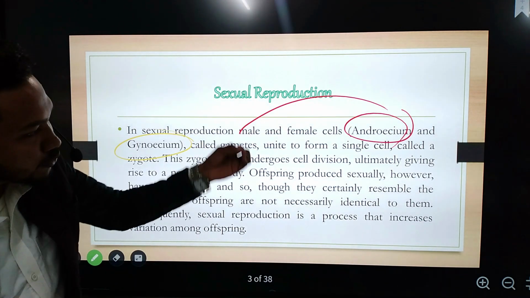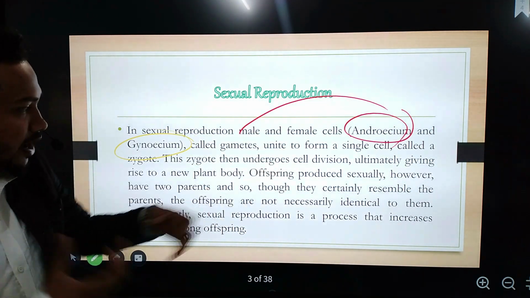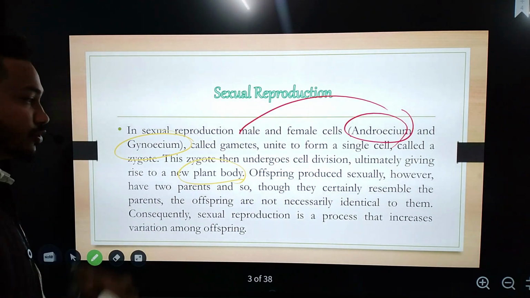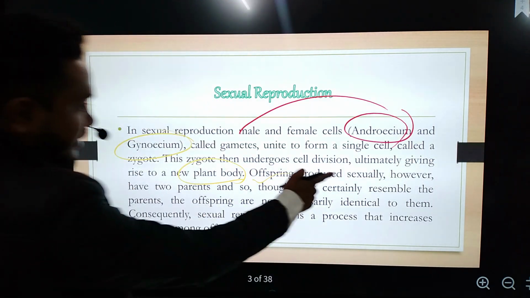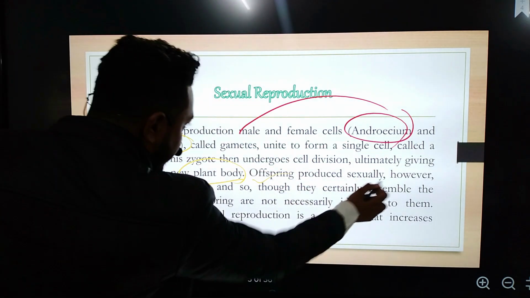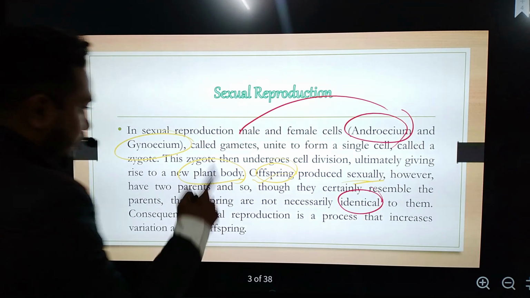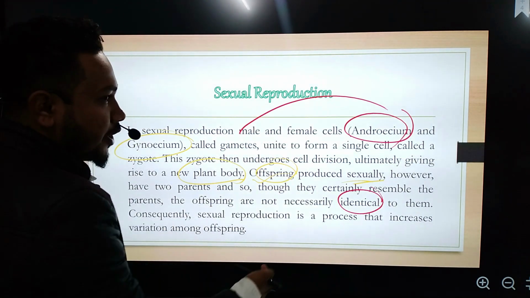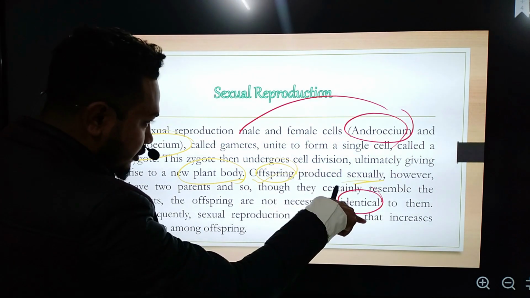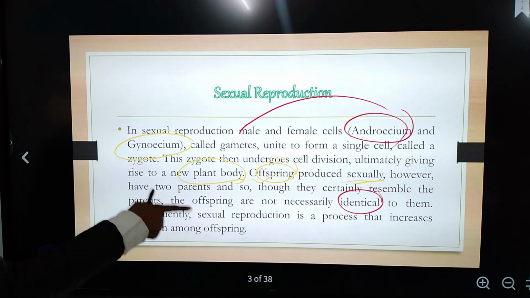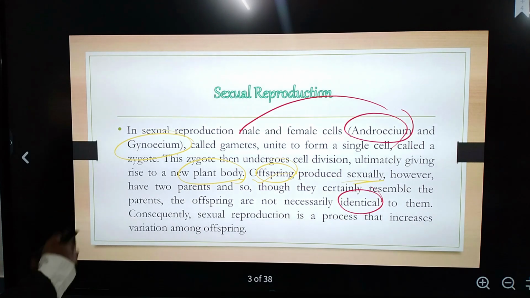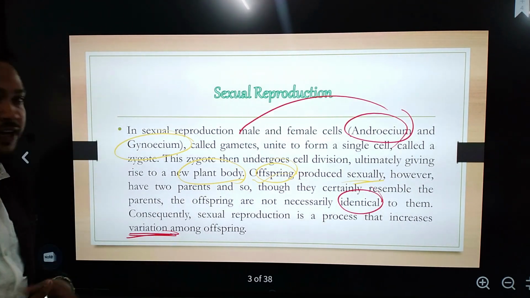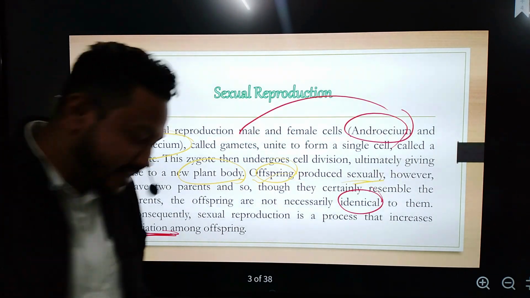This zygote then undergoes cell divisions. After the cell divisions, it ultimately gives rise to a new plant, known as the offspring. That is the actual process which occurs in sexual reproduction. However, in asexual reproduction, the offspring is identical because it receives all of its parent's genes. Consequently, sexual reproduction increases variations among offspring. What do increased variations mean? It might look similar or it might not look similar.